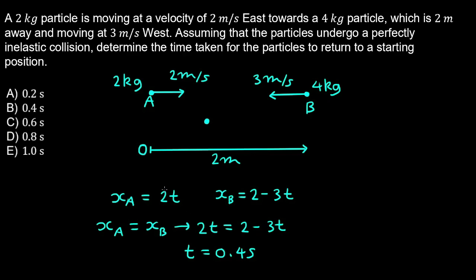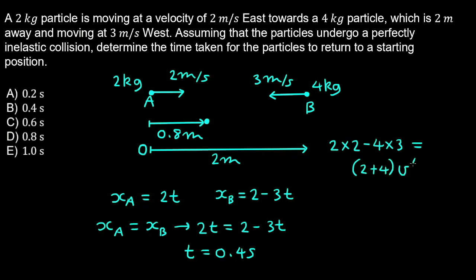And if you substitute t into one of these equations, you get the position of the collision, which is at 0.8 meters. Now, using the conservation of momentum, we have the mass of particle A by the velocity minus the momentum of particle B, which is in the opposite direction. So we have 4 kilograms by 3 meters per second, and that's equal to the final momentum of the system, which is 2 kilograms plus 4 kilograms by V dash. So that gives V dash is minus 1.3 meters per second.